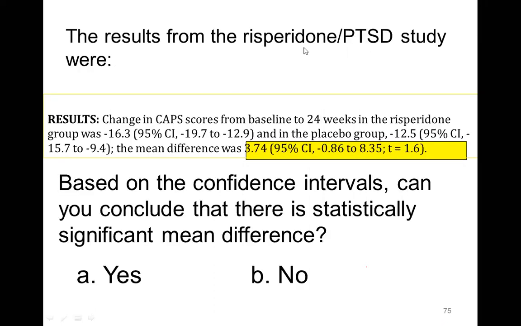Okay, so let's go to, I think there's one more. This is our study that we looked at before, the risperidone and PTSD study. I'm just going to move that over to this slide. And these were the results. Based on the confidence intervals, can you conclude that there is a statistically significant mean difference? For the comparison that I'm looking at here on the screen, it's in yellow.